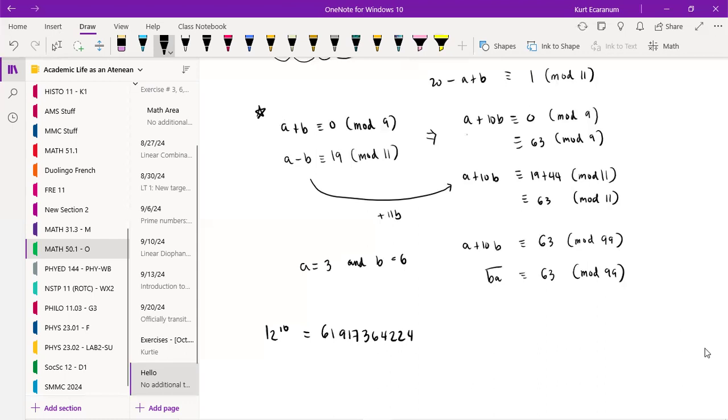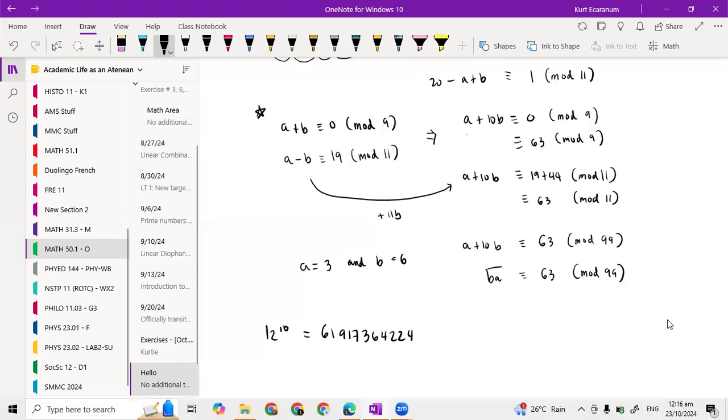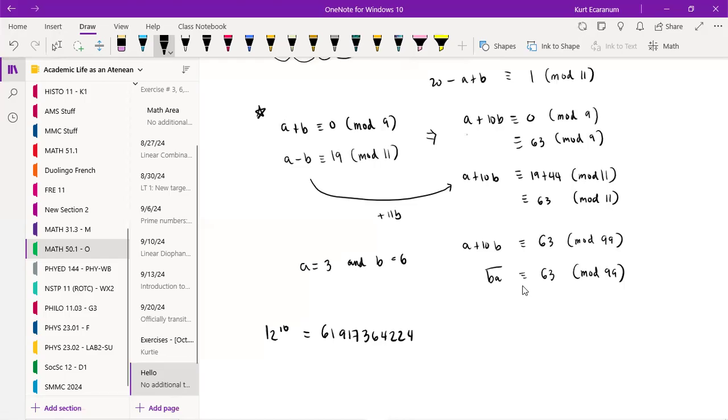And yung nakikita nyo ditong A plus 10B, kasi ang goal natin, kung titingnan natin yung example nung kanina, ano 'di ba? 'Di ba ang gusto natin AB? Ba't nakuha natin BA?